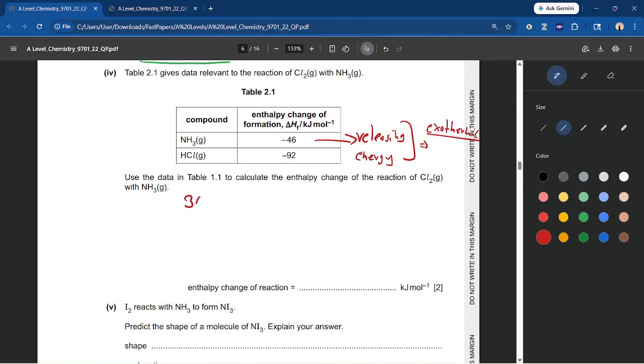So it's going to be 3Cl2 plus 2NH3, which gives you N2 plus 6HCl. So the enthalpy change of the reaction: delta H is equal to bond formation minus bond breaking.